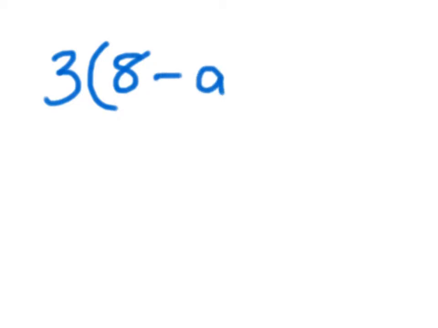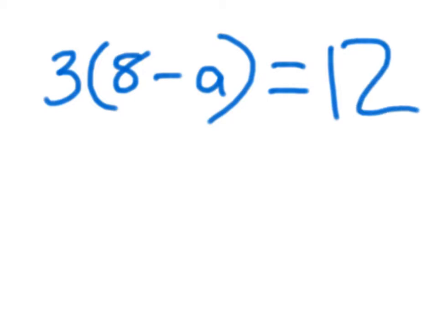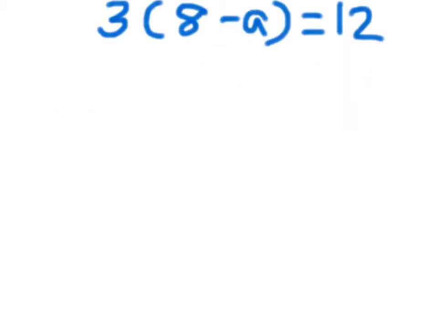I'm going to give you the problem. I'd like you to write it down on your paper, and then we're going to see if you can solve it first. So we'll start off with 3, oops, hold on, I need my marker. 3, and in parentheses we'll have 8 minus a equals 12. Again, you're going to have to use the distributive property to solve this problem. This will be problem number 1. Well, let's take a look at how we would solve that problem.